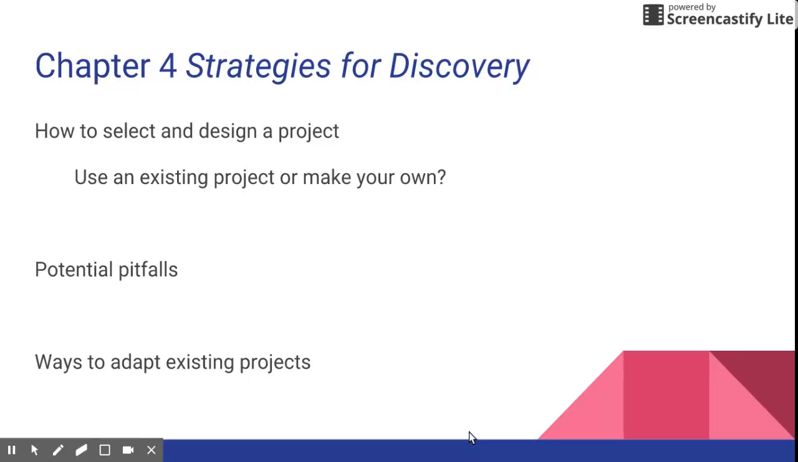So in this, it's very helpful to figure out if you want to use a project that someone else has designed or if you want to design your own project. And if you do design your own project, how can you make sure it's effective? So using a published project can be a little tricky. You want to make sure that it's going to meet your needs.